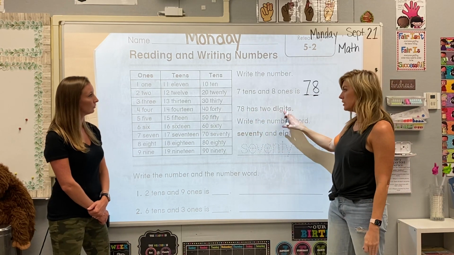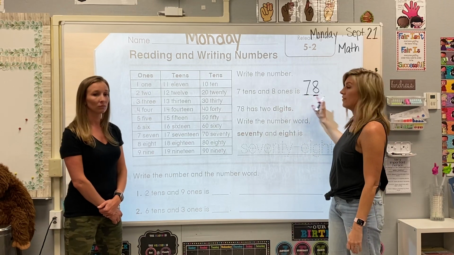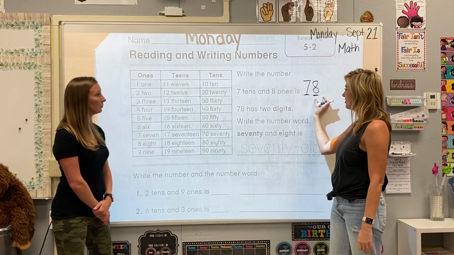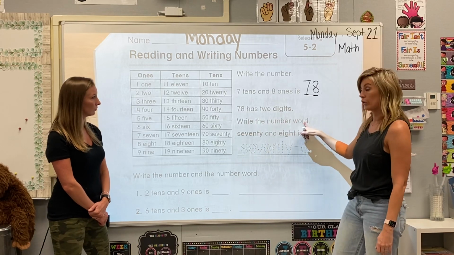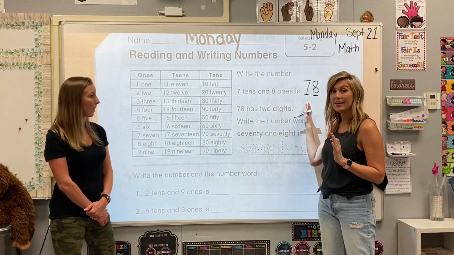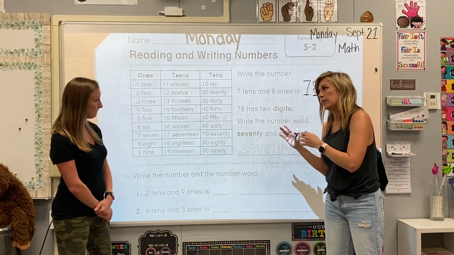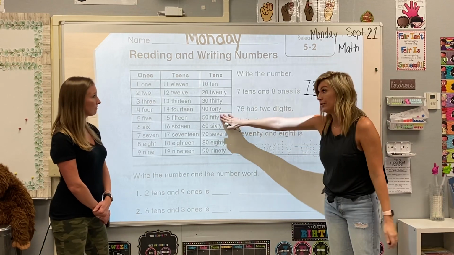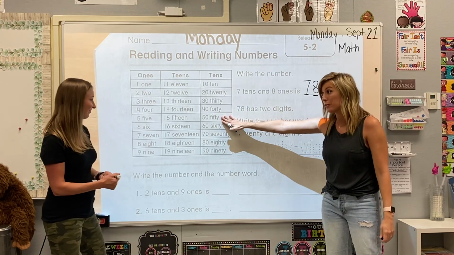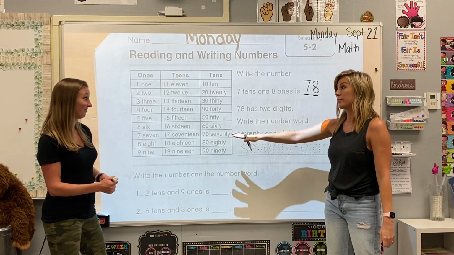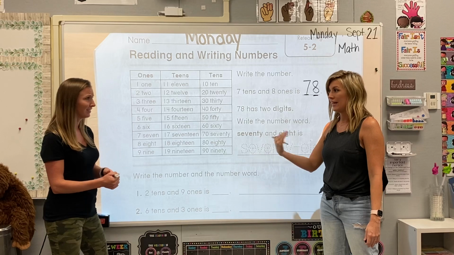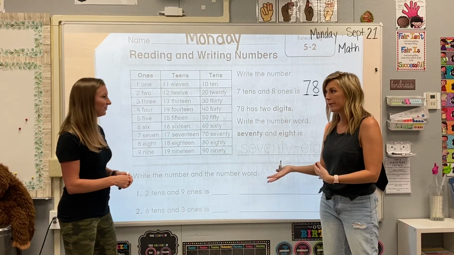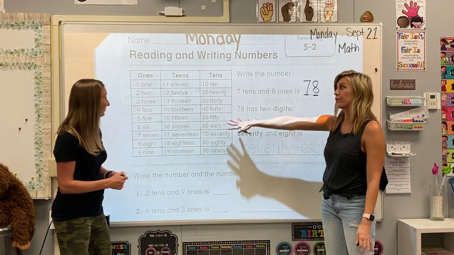78 has 2 digits. The first digit is 7, the second digit is 8. A digit is a single number. Write the number word. So now we're going to take 78 and we're going to write what we say, 70 and 8. And I'm going to come over here and use this because those are some big words. And I know I always had trouble spelling 8. I always wanted to spell it A-T-E, but that's like I ate a cheeseburger. It's not the number 8, so I'm going to probably need to refer to my chart.